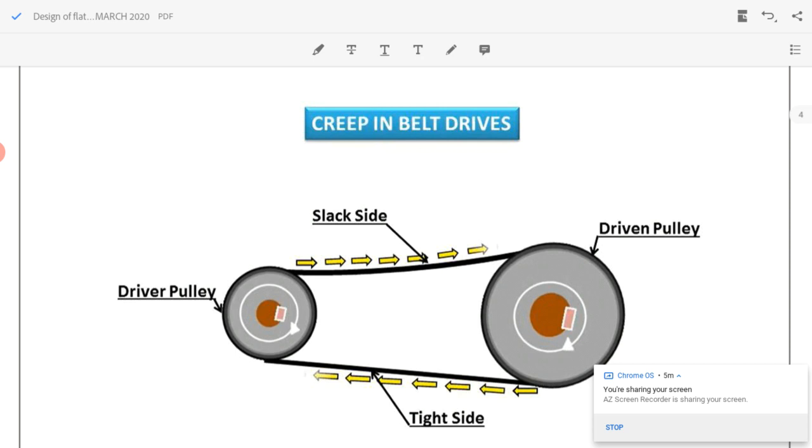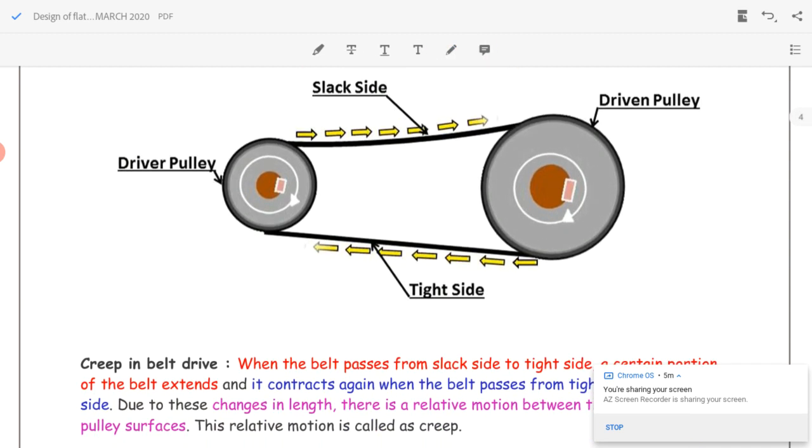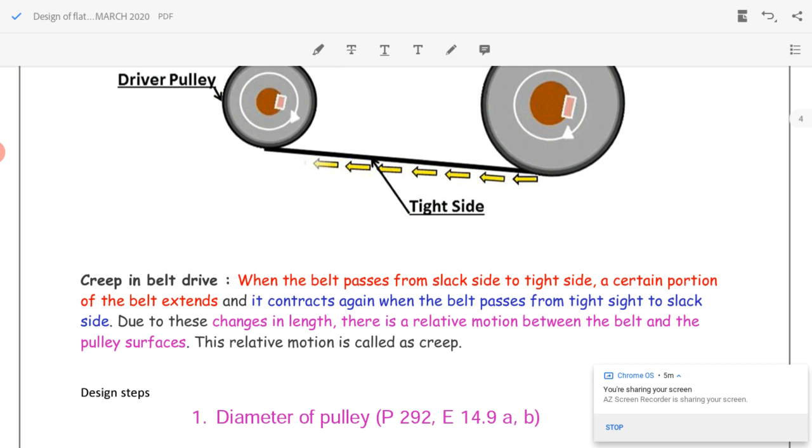When the belt passes over a pulley, when it goes through the tight side, it has extension, its length will increase, or it elongates, and whenever it goes to the slack side, it will contract. Such a case will result in the creep of the belt drive. And due to these changes in length, there will be a relative motion between the shaft and the belt surfaces, and this relative motion reduces the efficiency of power transmission.